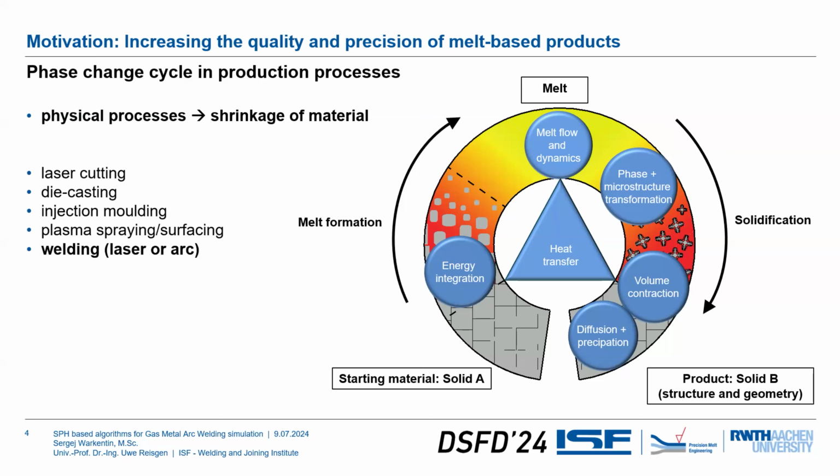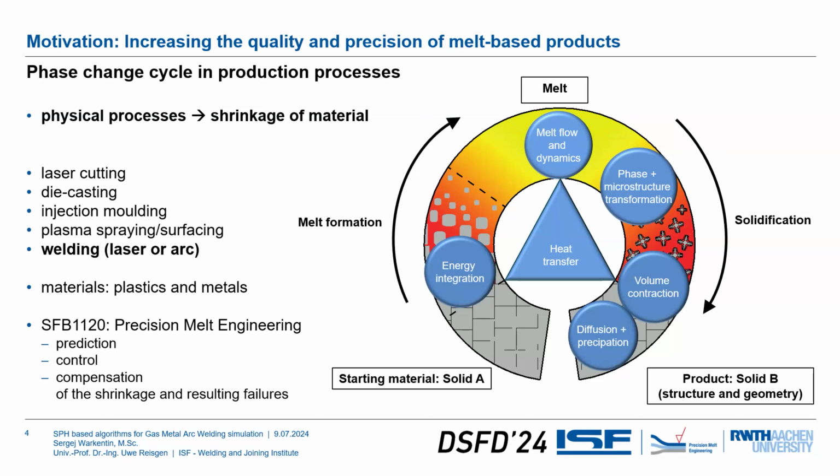This is typical for all production processes that deal with melted material, which welding is also a part of. This is typical for plastics as well as metals. In our collaborative research center, Precision Melt Engineering, we want to predict, control, and also compensate this effect of shrinkage and the resulting failures out of this shrinkage.